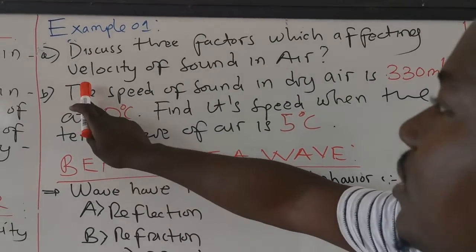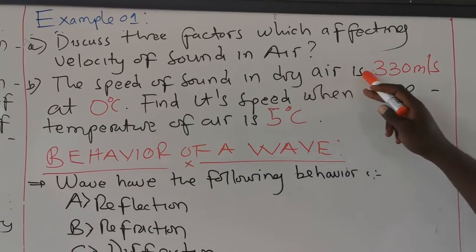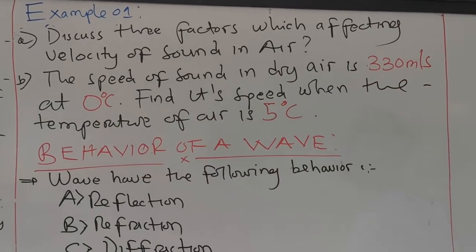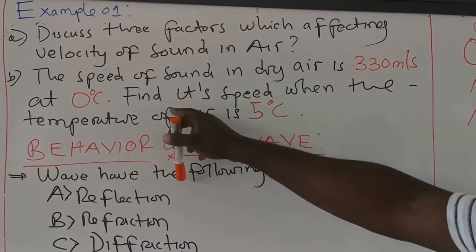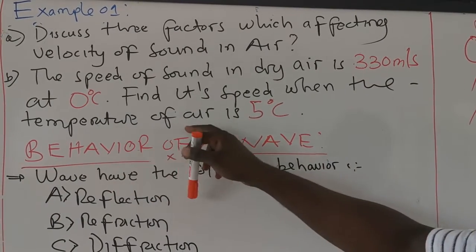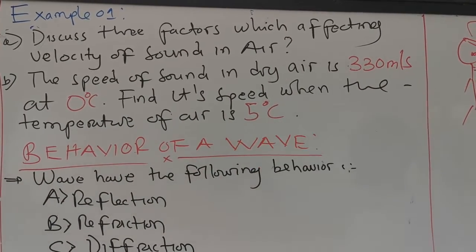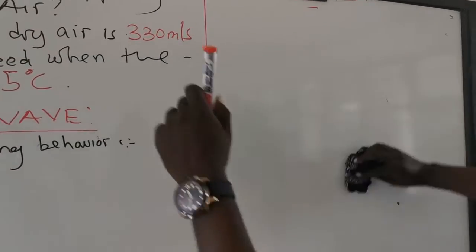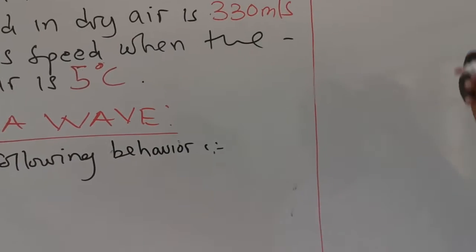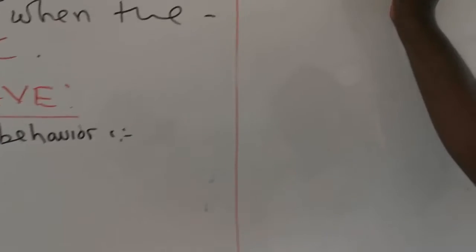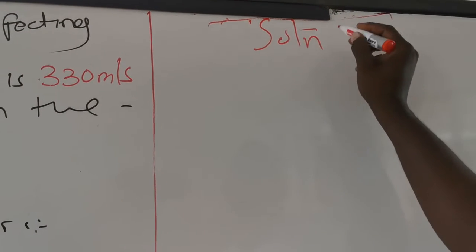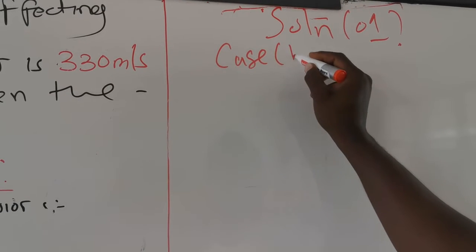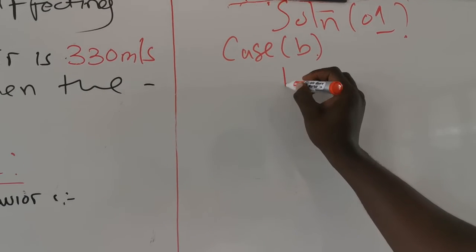The second question is: the speed of sound in dry air is 330 meter per second at 0 degrees centigrade. Find its speed when the temperature of air is raised to 5 degrees centigrade. Katika swali lako lolote la kifizikia, mwanafunzi wangu, kitu cha kwanza inabidi uandike data. Kwa hiyo hapa tutaanza na data. Solution number 01, case B, kipengele B, data given.